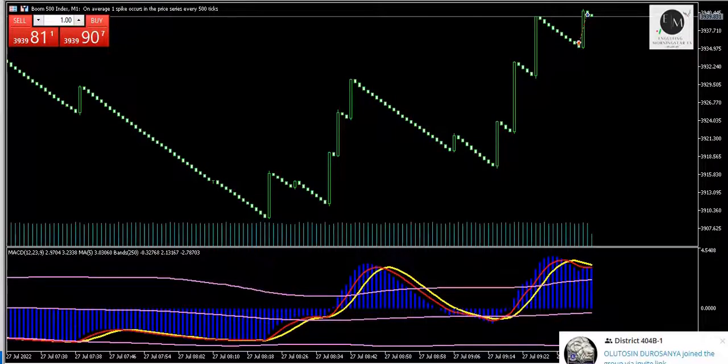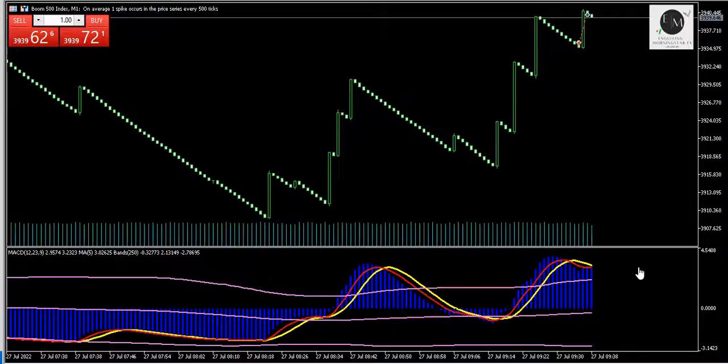So here I am again with a powerful strategy, a wonderful strategy for you to win big in the boom and crash market. It's just a strategy for you to scalp. It's a very wonderful strategy, but you can also trade the trend with it, depending on the trend of the market. So if you want to catch spikes with it, you can also do that.